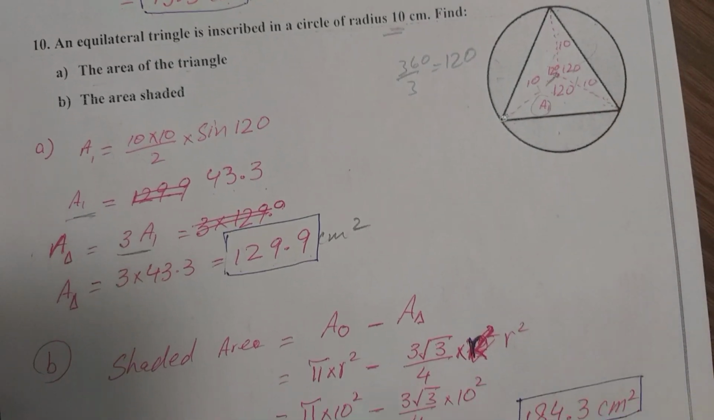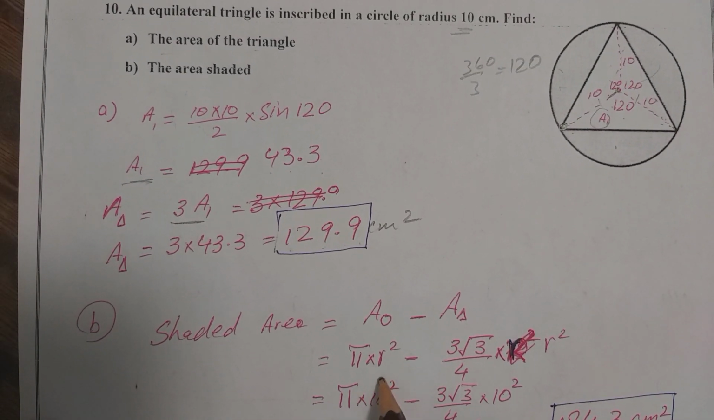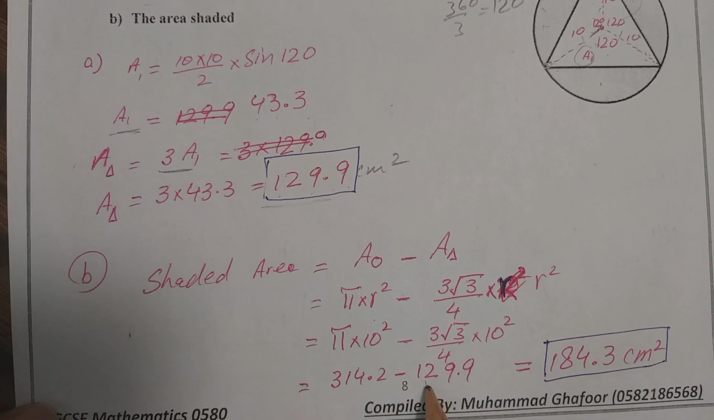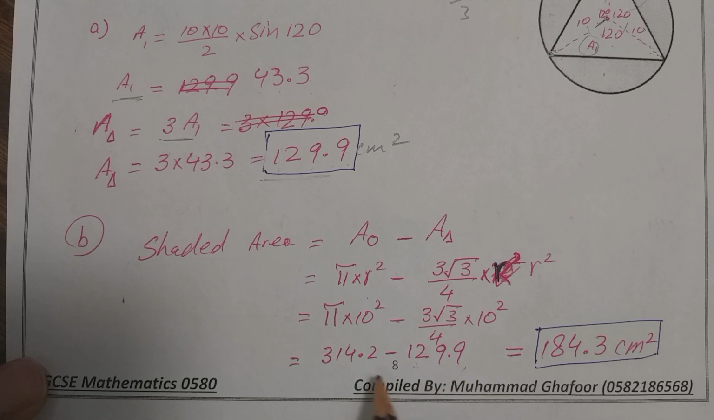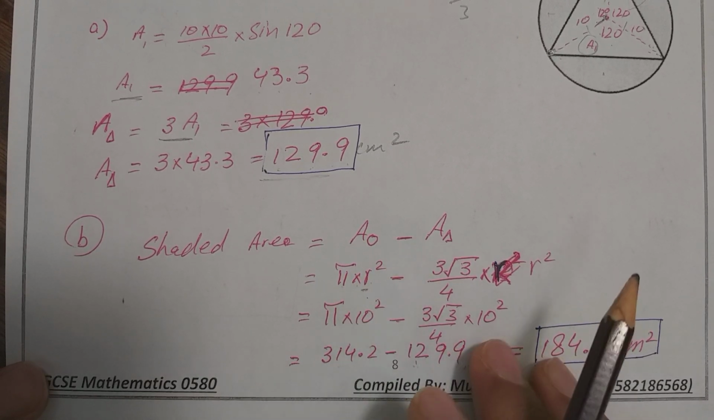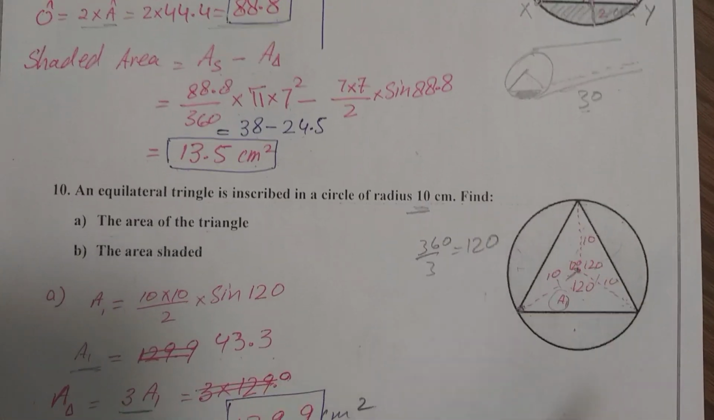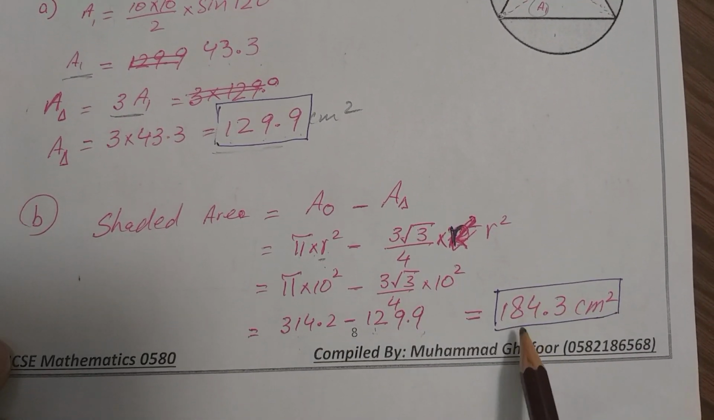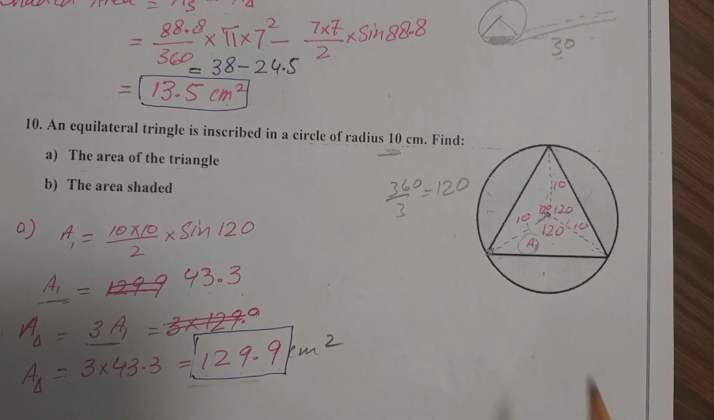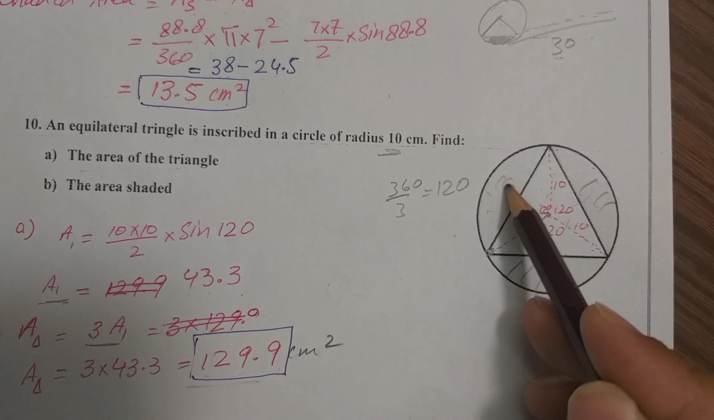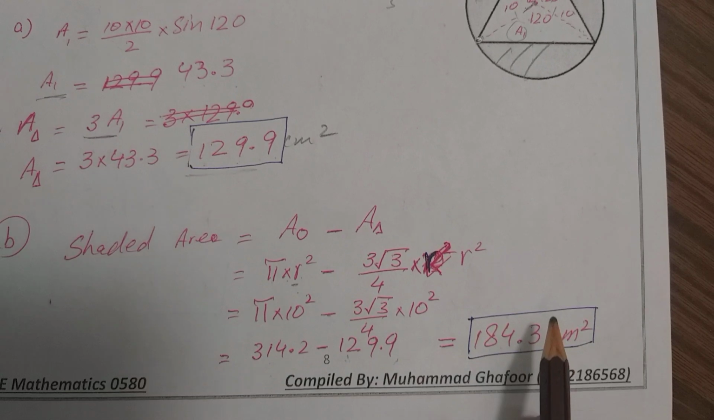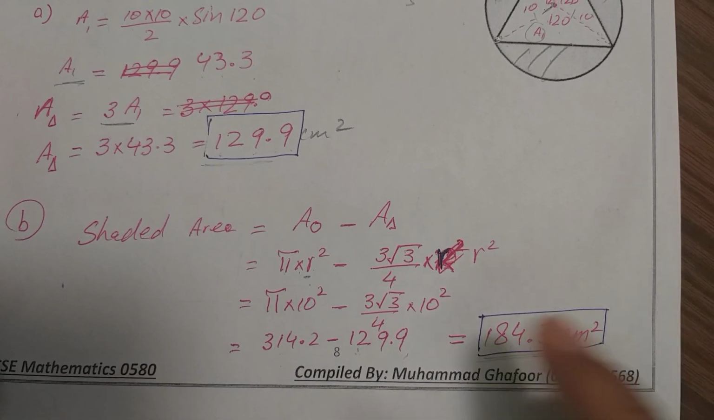Area of the circle, we know the area of circle is pi r square, minus the area of the triangle, which is 129.9. So area of circle, pi r square, r is the 10 centimeter we are given in the question. Minus it, you find the shaded area, which is 184.3 centimeter square. This is shaded area what we need to find in the circle. So area of circle minus area of triangle, you find the shaded area.